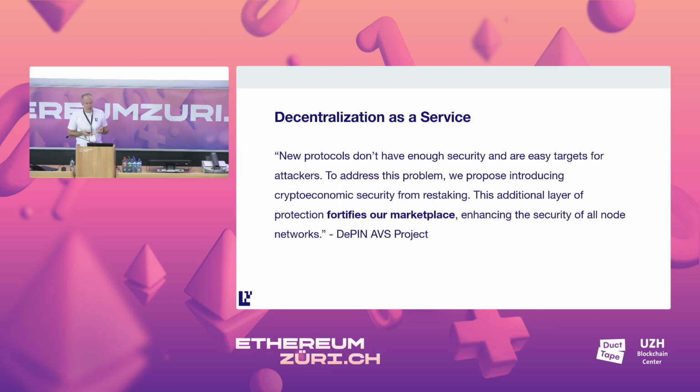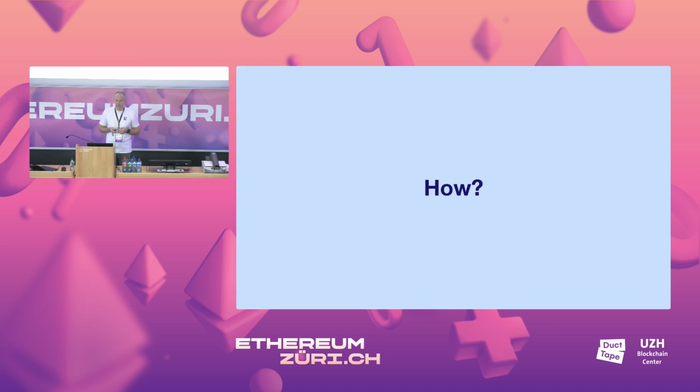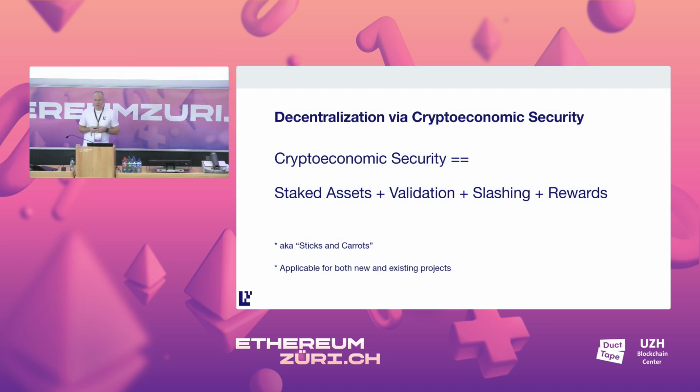And this is one example of one of the AVSs that we're building, and their phrasing is, it fortifies our marketplace. They're building a marketplace for AVS, for DePIN services, and it just adds security, adds trust for their users. So how do we go about this?